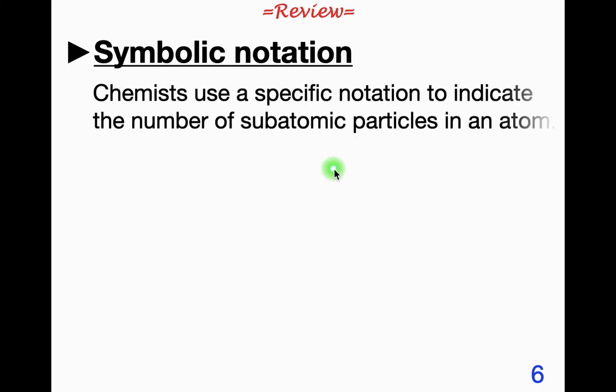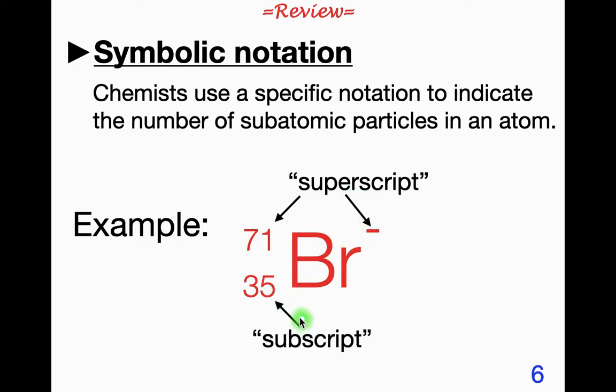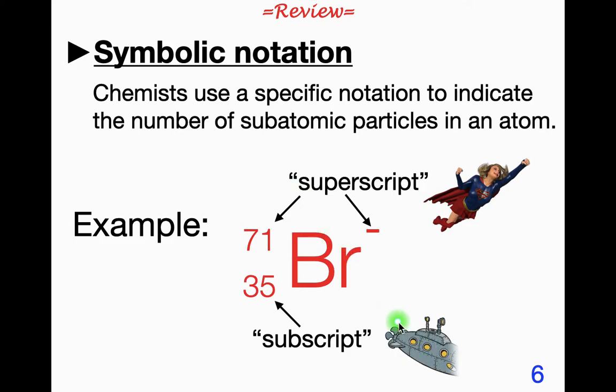Symbolic notation. Chemists use a specific notation to indicate the number of subatomic particles. So for example, we can see this represents bromine with various numbers of electrons, protons, and neutrons. So we'll dissect that in a minute. When you see a number written above to the right or to the left, we refer to those as superscripts, and below as subscripts. One way to remember that: Supergirl, Superboy, Superman, Superwoman, flies high, goes up, so super, and submarines go down, subscript.